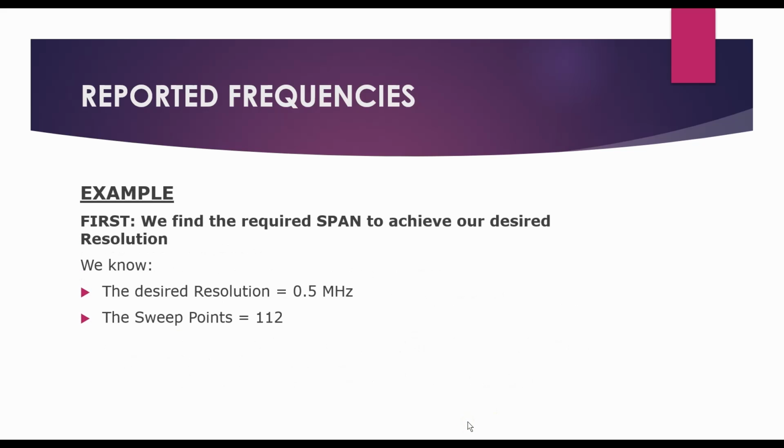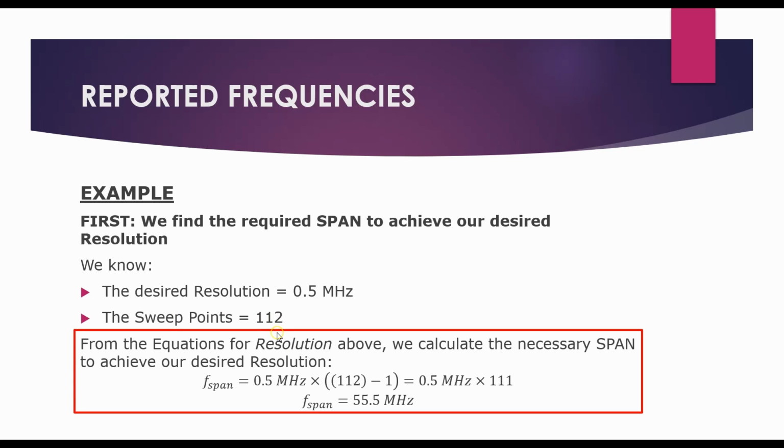First, we need to find the required span to achieve our desired resolution. We have determined that we needed to know the frequency within 0.5 megahertz. And we also know that we have 112 sweep points. So we break out the equations for resolution. From above, we calculate the necessary span, and that's 0.5 times 112 minus 1, or 0.5 times 111. That gives us a span of 55.5 megahertz.